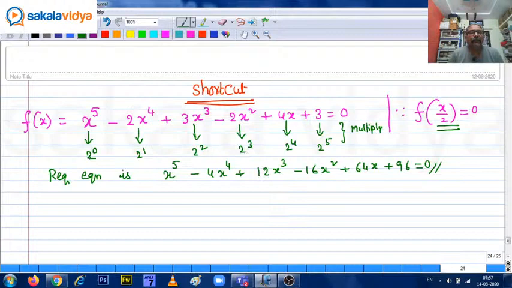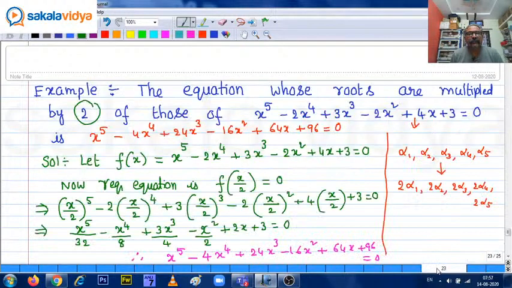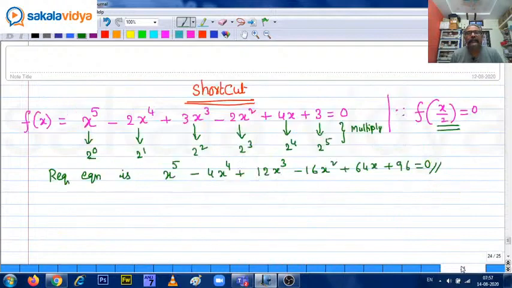Two square is 4. 4 into 3, 12x cube. 2 cube is 8. 8 into 2, 16. You check both the answers with the previous case answers. Yes, same thing we got.